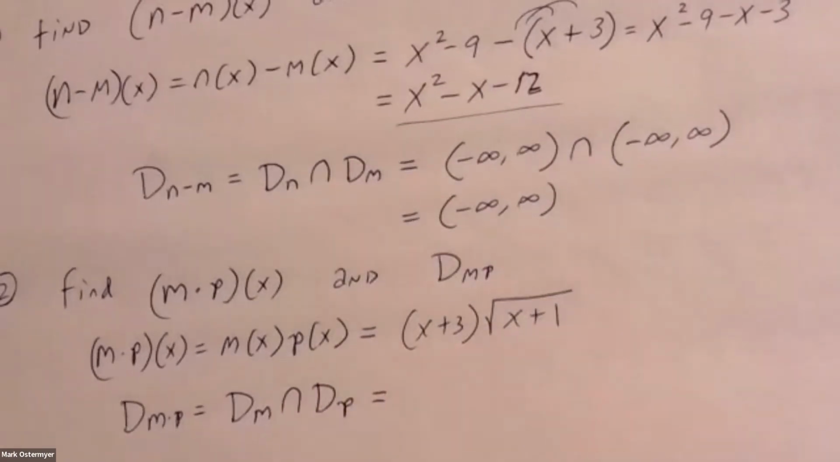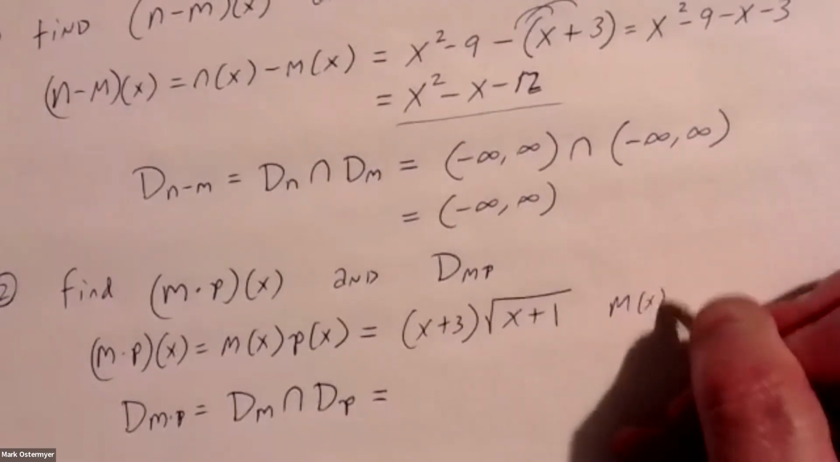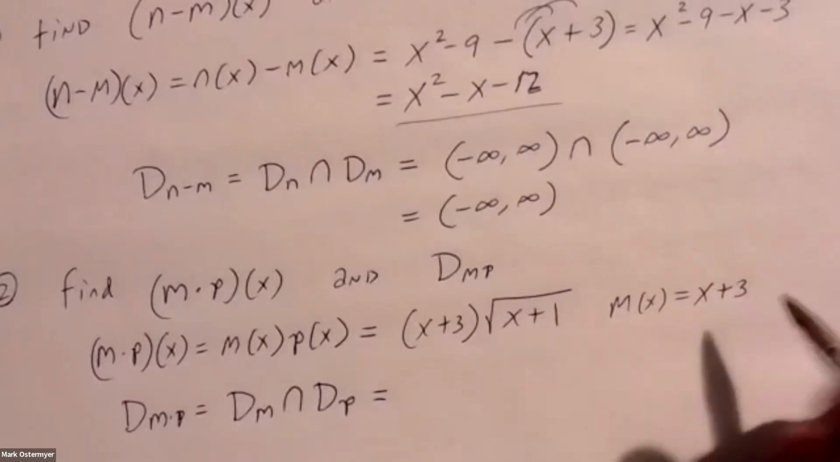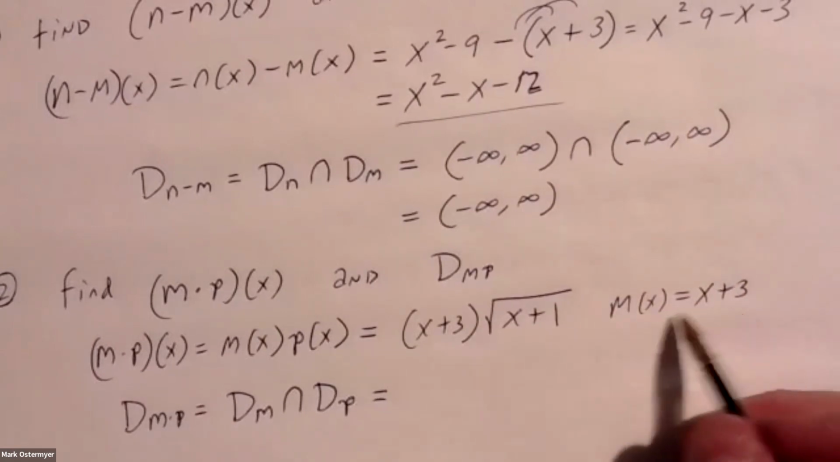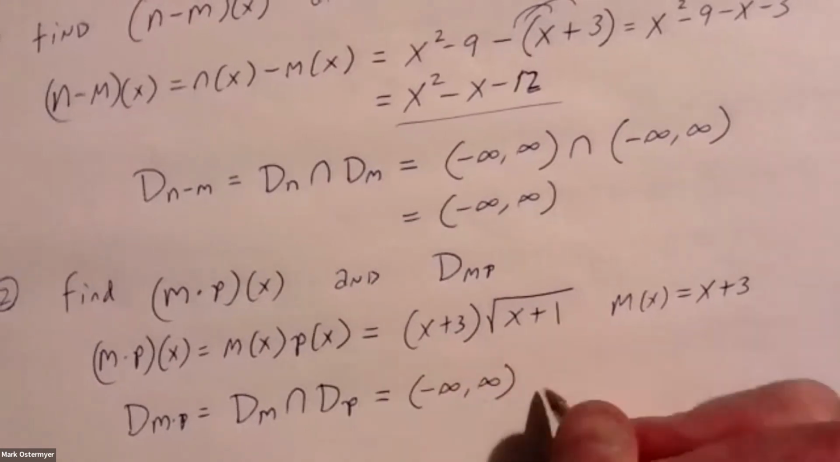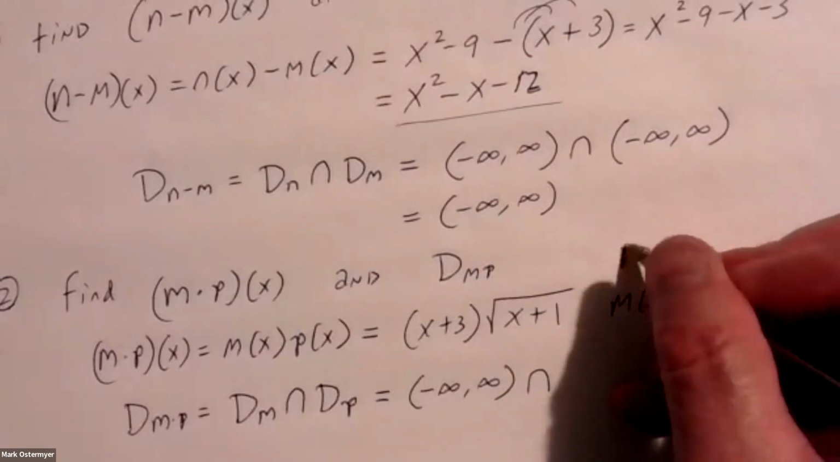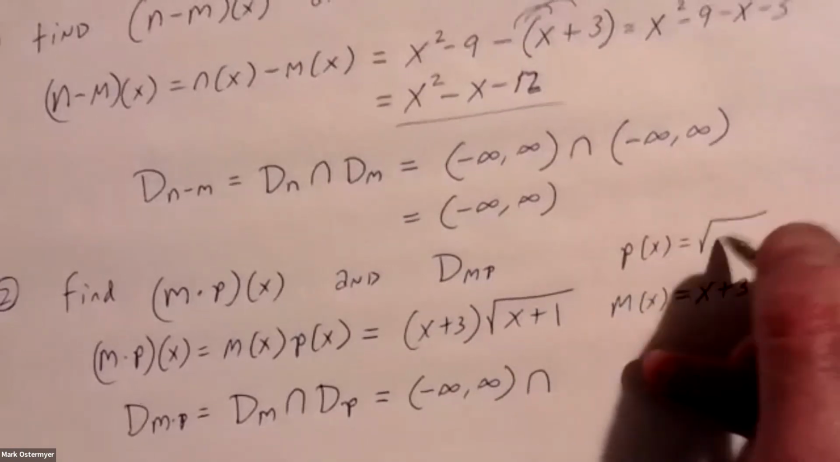Now, what's the domain of function m? Remember, m of x was just x plus 3. Well, since m of x is just a polynomial function, its domain is all real numbers. But what's the domain of function p? Where p of x is the square root of x plus 1.